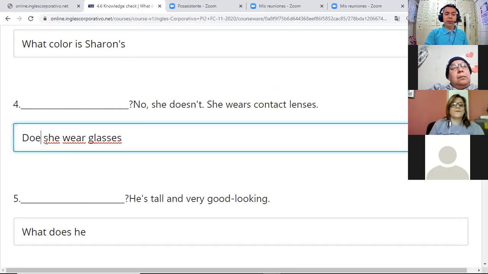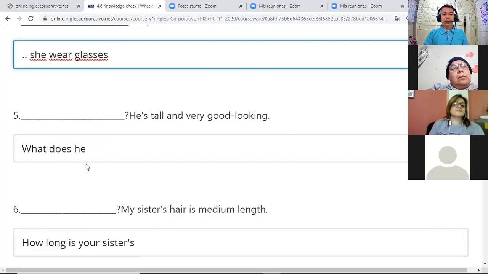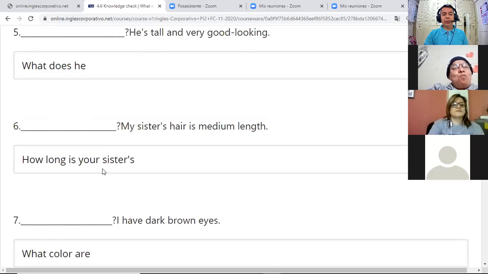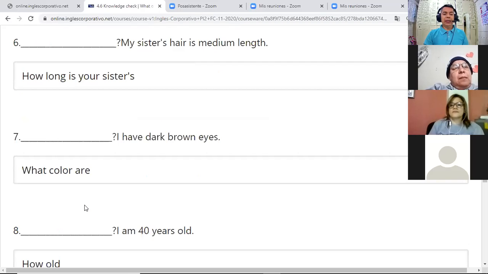I will erase this. Solo vamos a borrar el auxiliar, entonces, para acá. She wear glasses, right? So you copy only the auxiliary here, right? Huh? Yes. Number five. What does he? And then you know the rest, right? Number six. How long is your sister's? Okay.